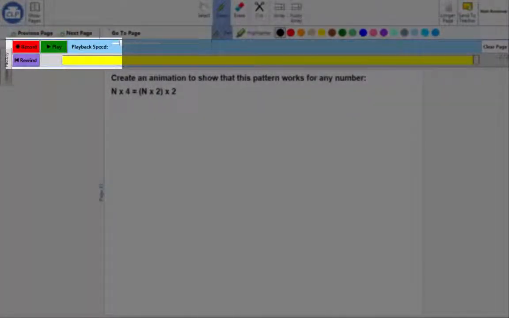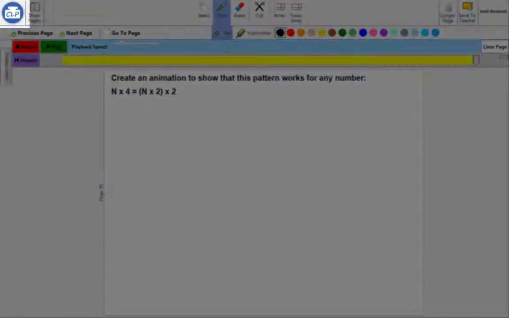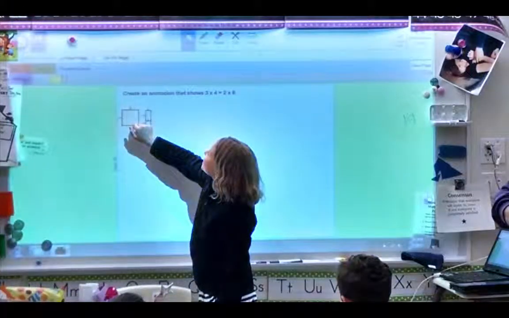Our goal was to have students create a generalized representation-based proof using array tools in conjunction with animation features. The tools were developed and tested within an existing computational infrastructure, Classroom Learning Partner, or CLP, that supports the sharing of student work as a basis for class discussion.